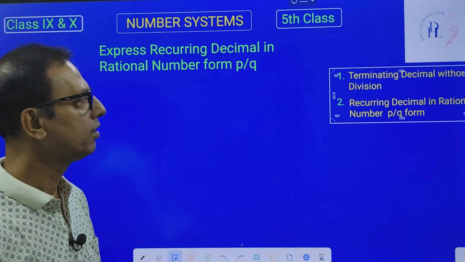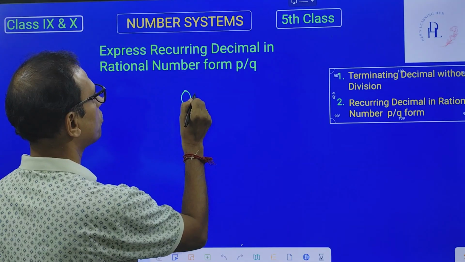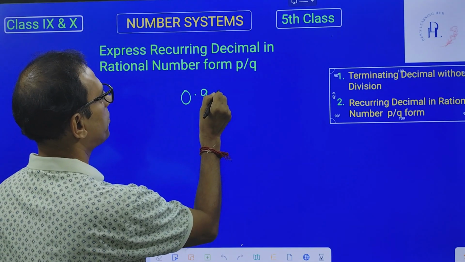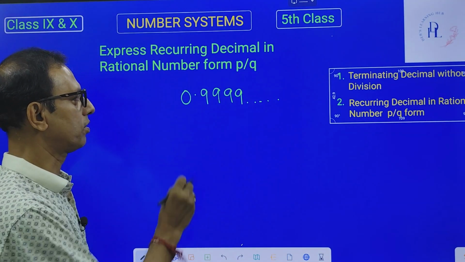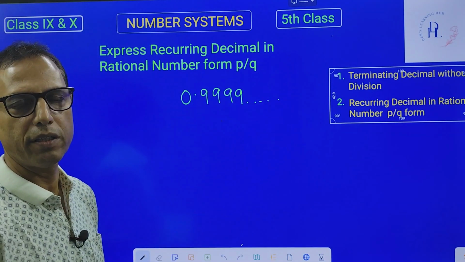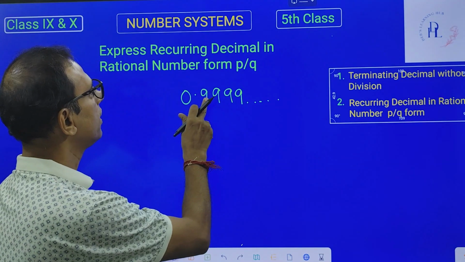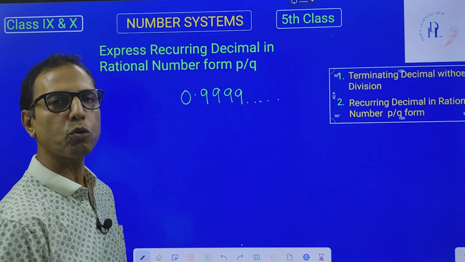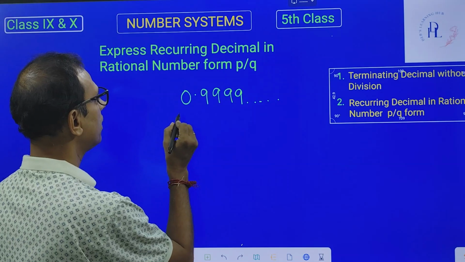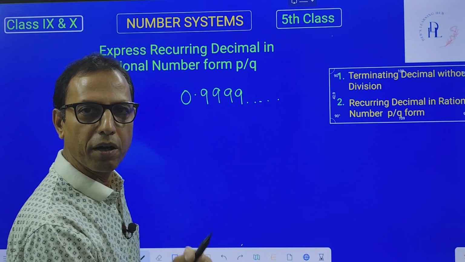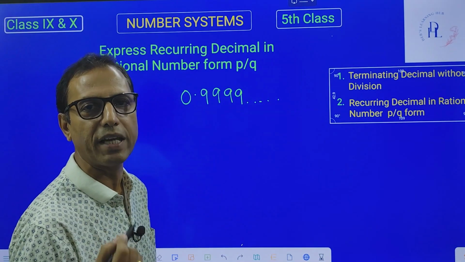Now we will just try this one. Let's say you are asked to express this number, 0.9999 and so on, in p by q form. So what will you do? 0.999999 and so on means it is a recurring of 9, right? So how can you express this? If you have one digit for recurring, then you need to multiply both sides by 10.